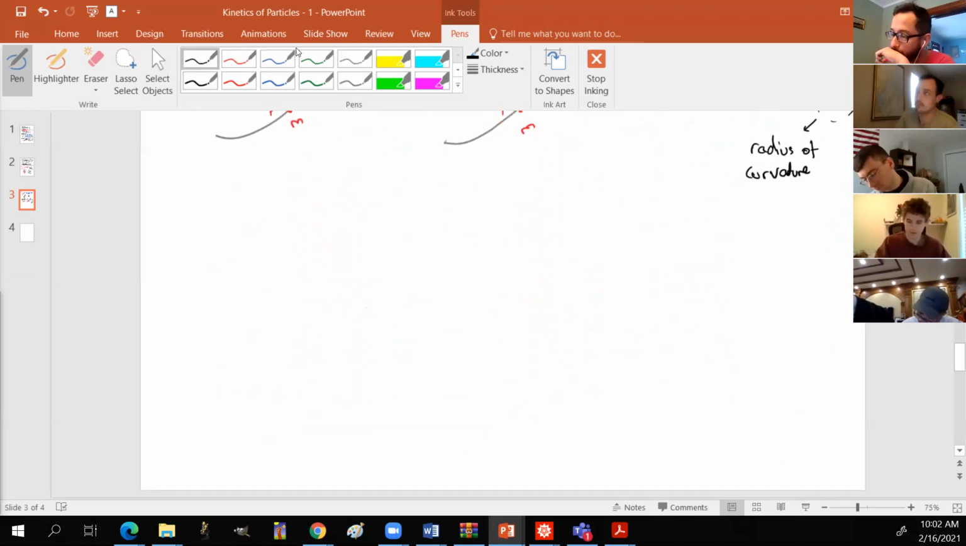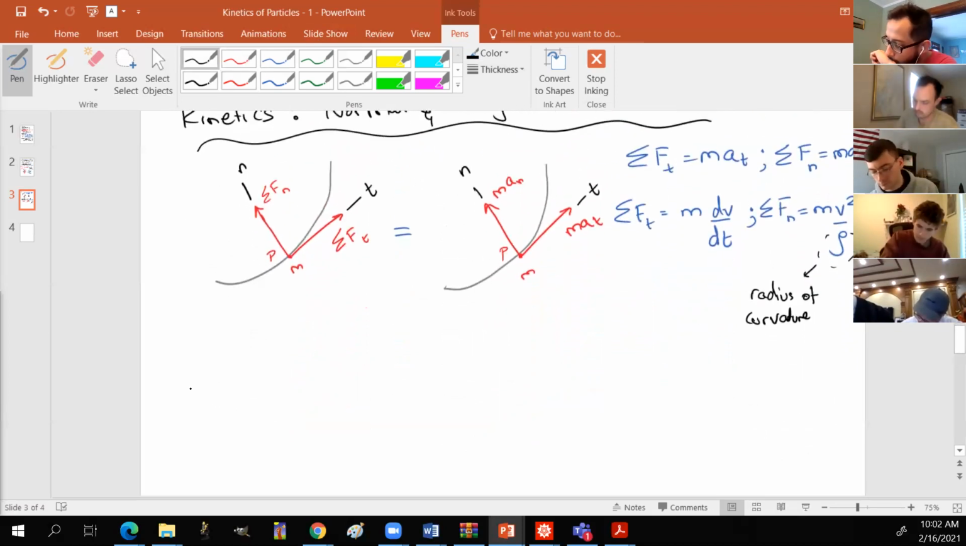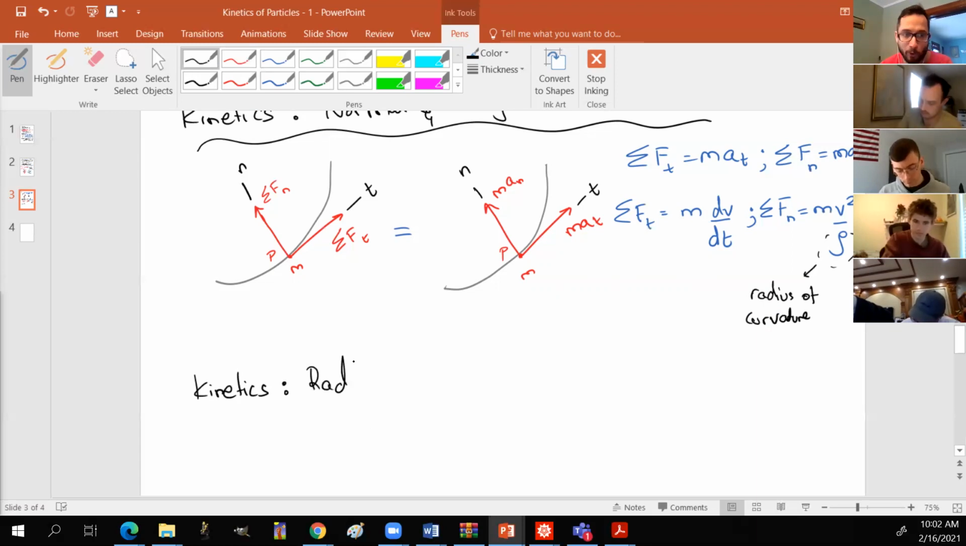All right, and then let's look at the kinetics when you're looking at your radial and transverse, so your polar coordinates, right?